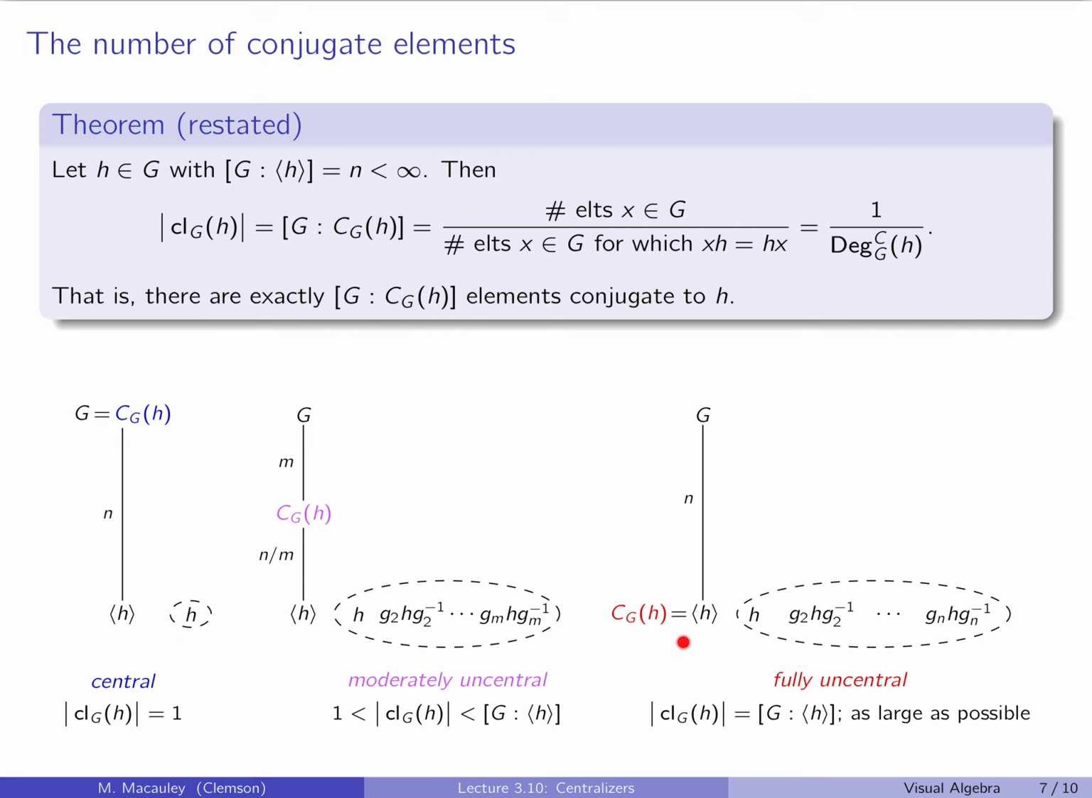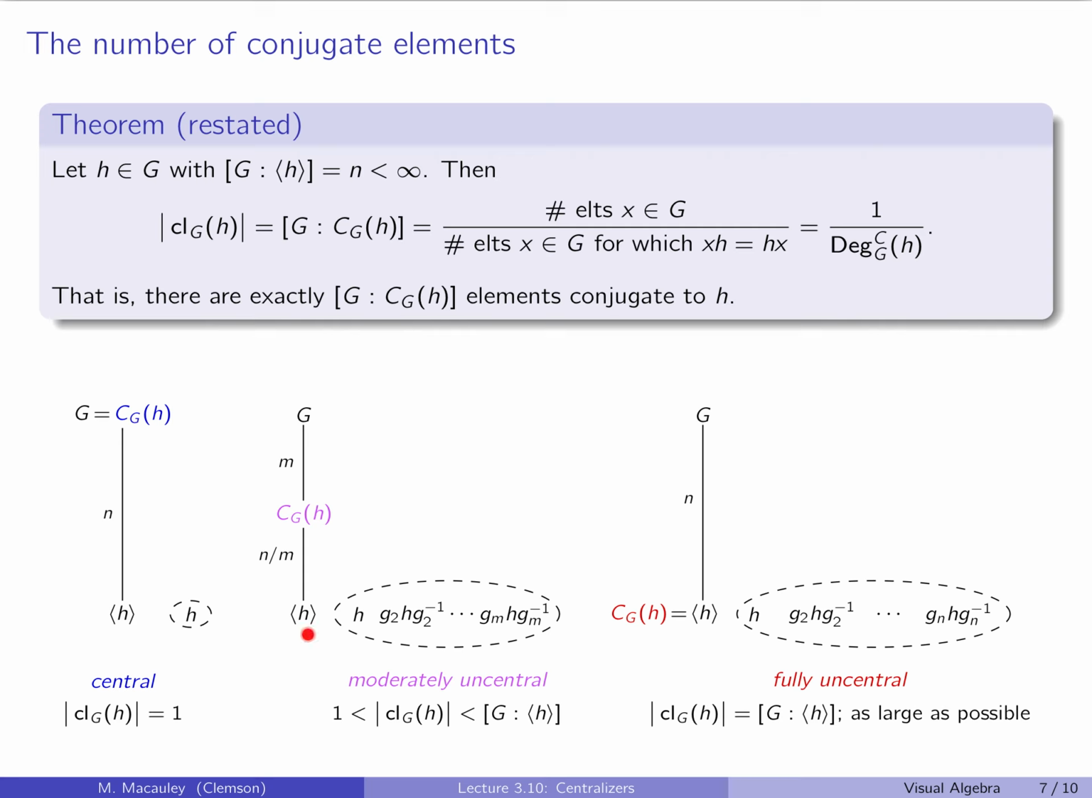Here's a picture. So what we have here is the cyclic subgroup generated by h that has index n. Now the individual elements are not subgroups, so I'm just going to put them next to the subgroup lattice. In this case, let's suppose that the conjugacy class of h has size 1. In other words, h is conjugate only to itself. That means that h is truly central. So the centralizer is going to be equal to G. It has index 1.